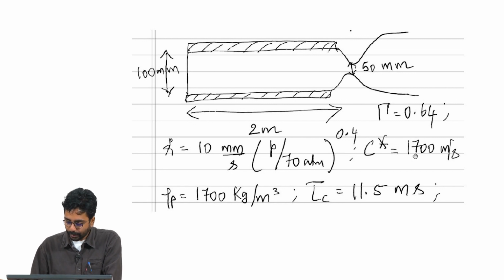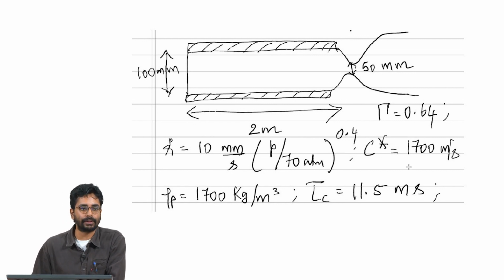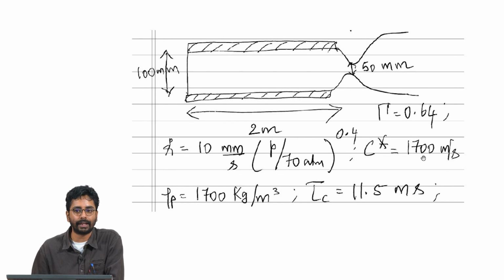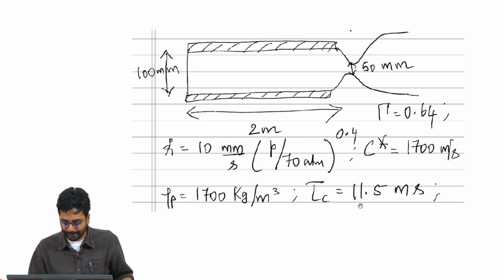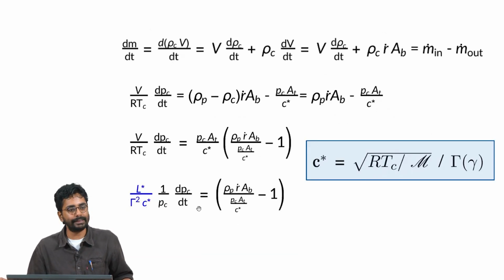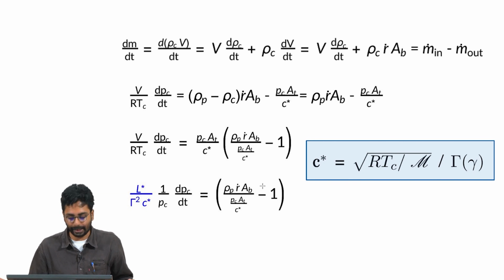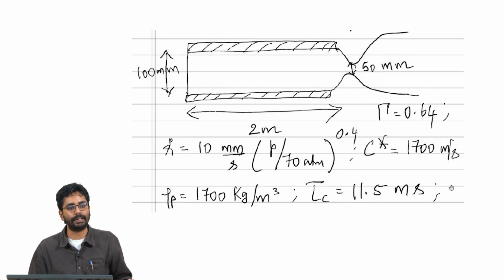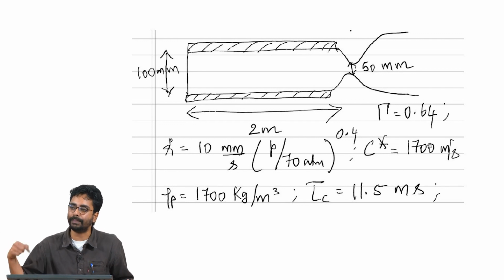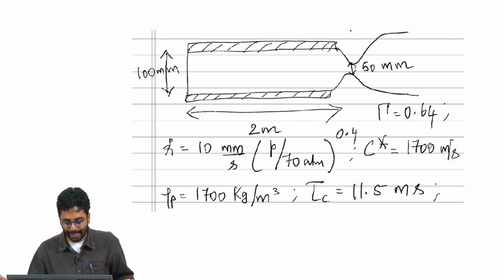The C star of a typical composite solid propellant will be in the range of 1700 meters per second. The propellant density will also be about 1700 kilograms per meter cube. Tau c is this quantity, L star divided by gamma squared C star, which is 11.5 milliseconds, which is plenty of time available for the reactants to go to equilibrium. And therefore, the C star value, which is calculated from the equilibrium result, is accurate.